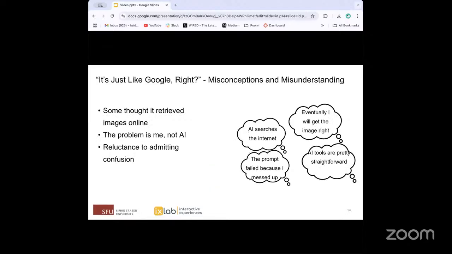We also uncovered some common misconceptions. Some participants believed that AI was simply searching the internet for images, and they often overestimated their understanding of how AI works. When their output didn't align with their intention, they often blamed themselves. They assumed that the issue was with their wording, believing that AI had already done the best it could.